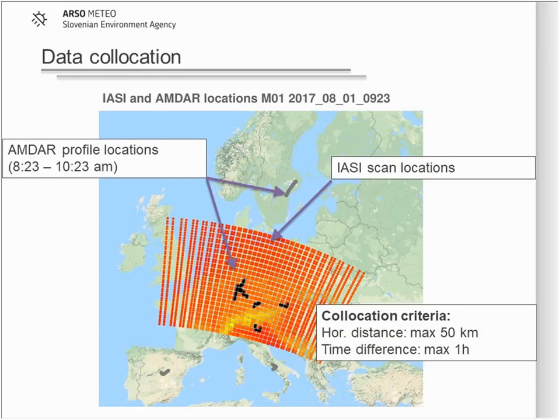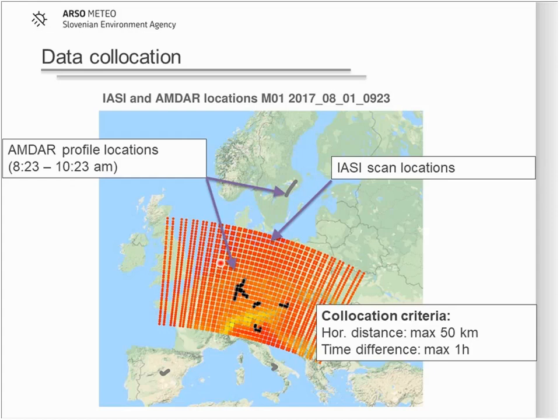Now we took the IASI profiles and we collocated them to the AMDAR profiles that we had in the same time frame. Now we could do this comparison with radiosondes, but typically the radiosondes are launched at 6 UTC or 12 UTC, and the overpass of IASI is somewhere between 8 and 9 in the morning. So the time difference is quite big. That's why we decided to use the AMDAR profiles and chose the collocation criteria with the maximum distance of 50 kilometers and maximum time difference of 1 hour.